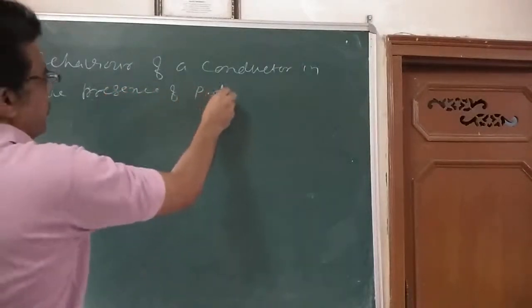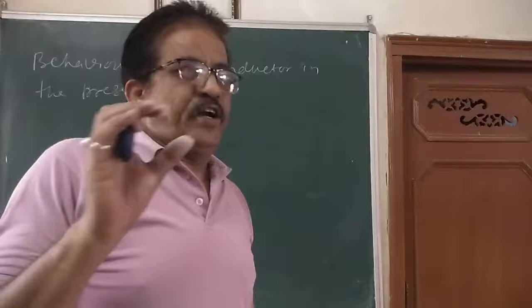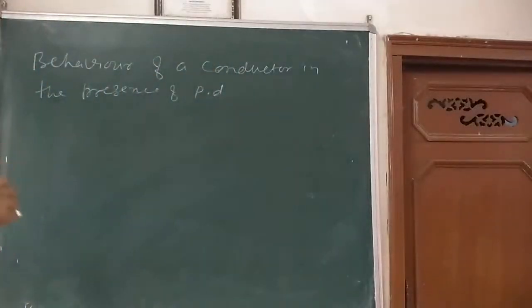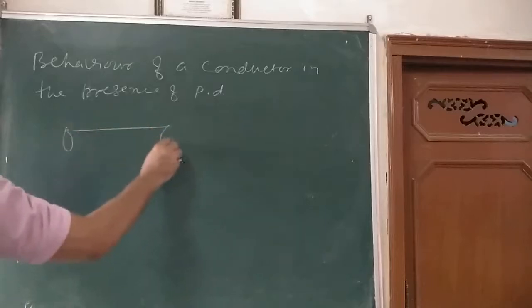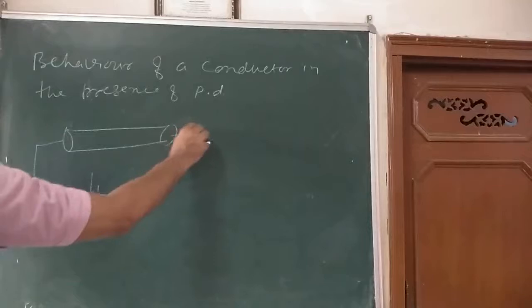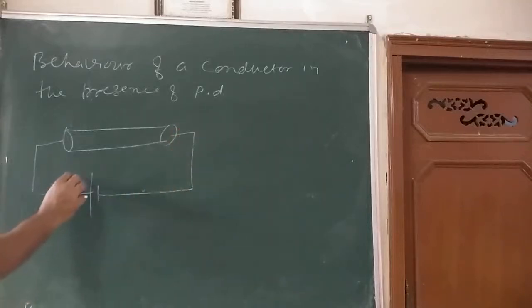potential difference. जब हम बैटरी लगा रहे हैं तब कंडक्टर पे क्या इफेक्ट आएगा, let us see. Suppose here is a conductor being connected through a battery or cell. So I can say here is the positive electrode, the negative electrode, and the applied potential is V.